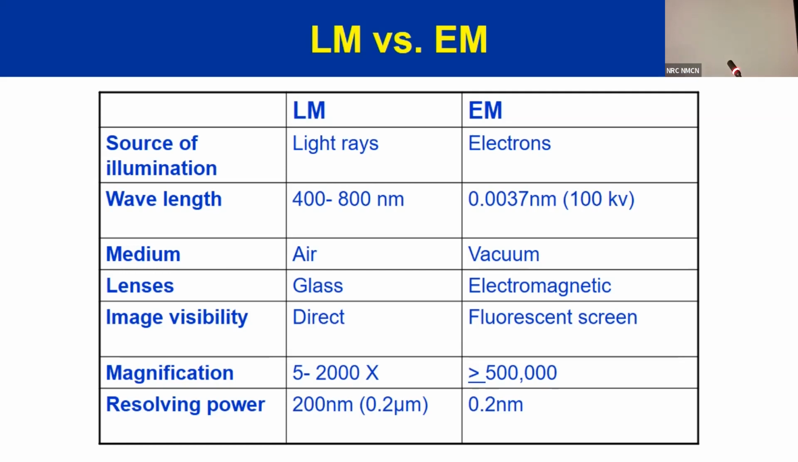That is the reason, because of the accelerating voltage that you require, and because they can only travel in vacuum, we have such a big instrument for an electron microscope. The lenses, as I said, are electromagnetic. The screen that we see is a fluorescent screen. I'll show you in one of the figures. When the electron beam strikes the screen, it fluoresces, and therefore you can look at it.